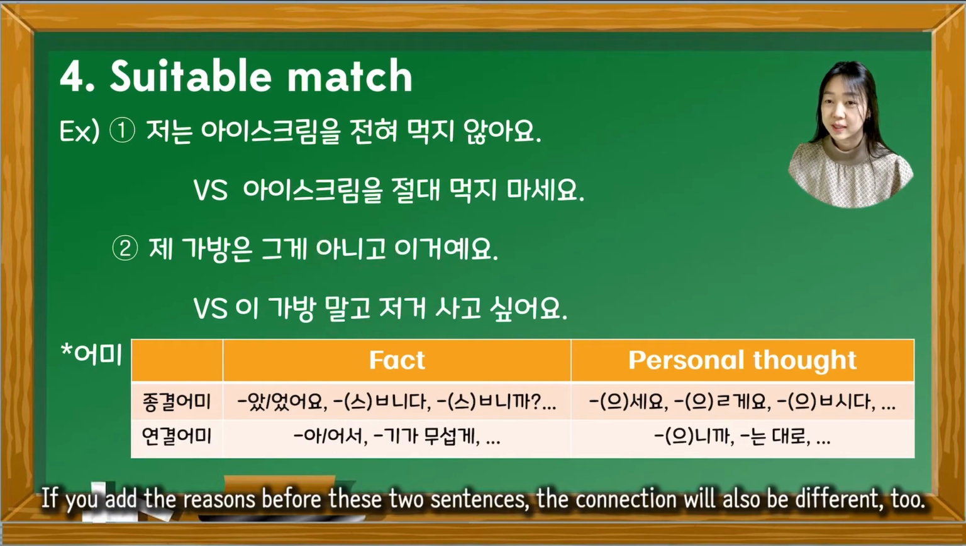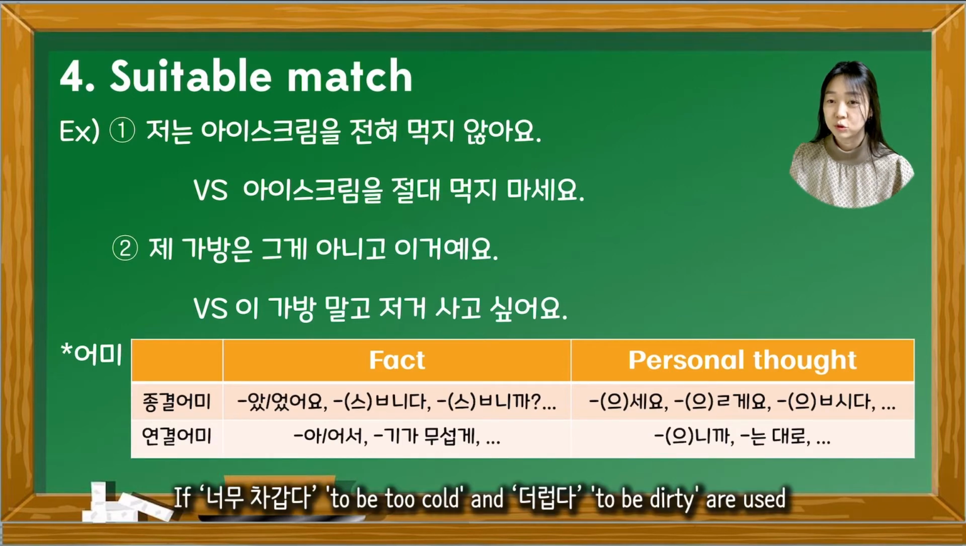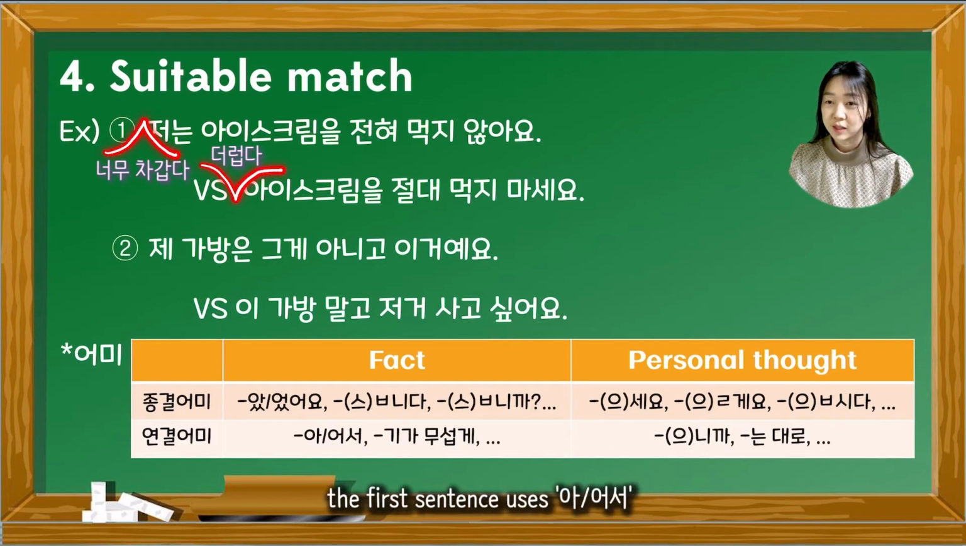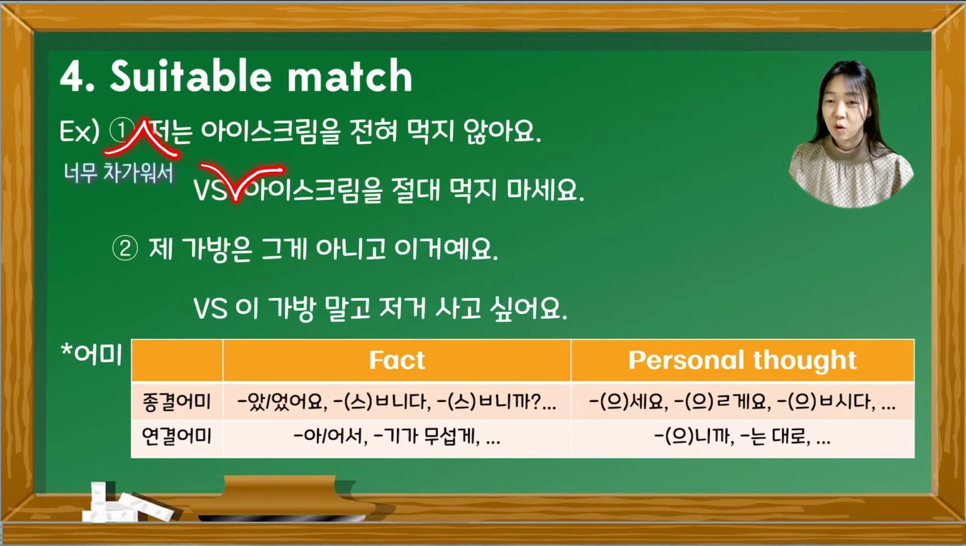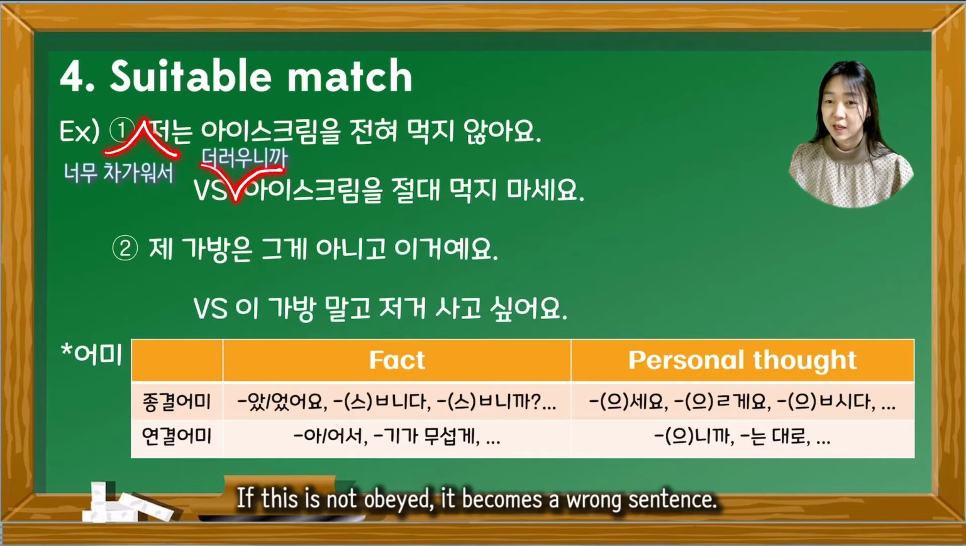If you add the reasons before these two sentences, the connection will also be different. If 너무 차갑다, to be too cold, and 더럽다, to be dirty, are used as modifiers for natural connection, the first sentence uses 아어서, and the second sentence uses 으니까 to convey the reason for each sentence. 너무 차가워서, 더러우니까. If this is not obeyed, it becomes a wrong sentence.